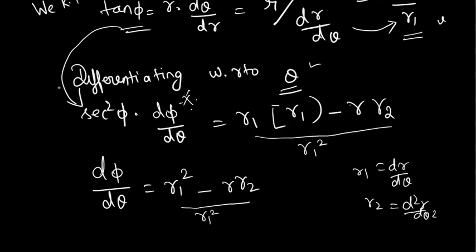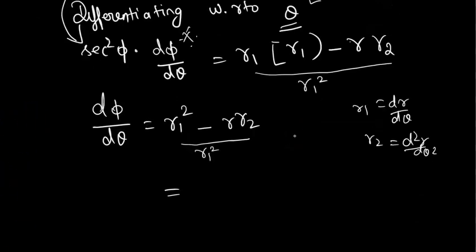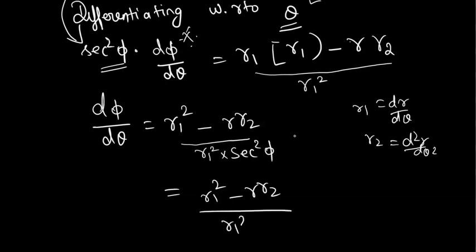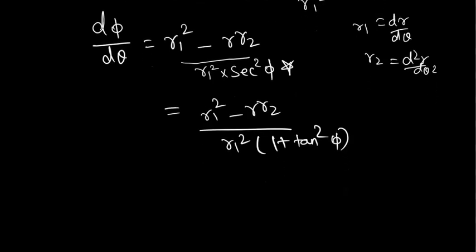Now what we are going to do is just simplify this term, and before simplifying, this secant square phi is there. I am bringing it here. Now it is easy. The numerator is r1 square minus r r2 divided by r1 square. The secant square phi here, we got it down. This I can write as 1 plus tan square phi. Why am I changing in terms of tan? Because this tan phi we already know, r by r1. I can substitute and change everything in terms of r. So r1 square minus r into r2 by r1 square into 1 plus.